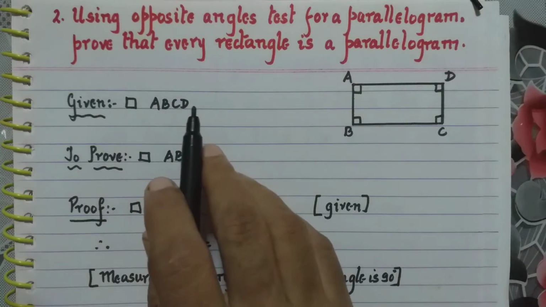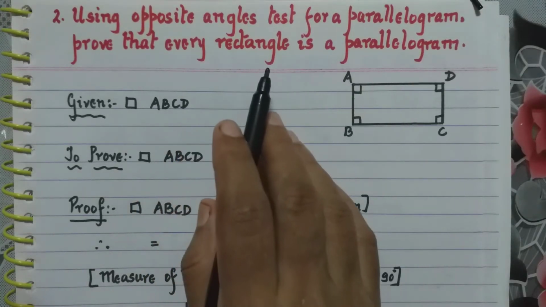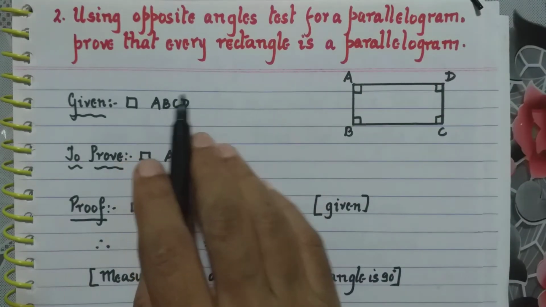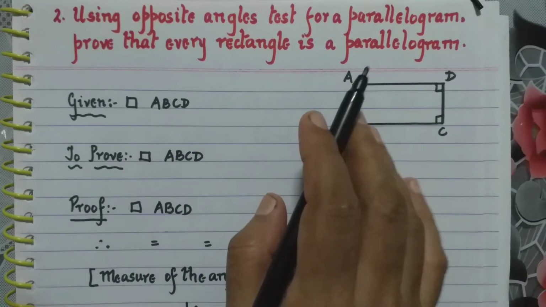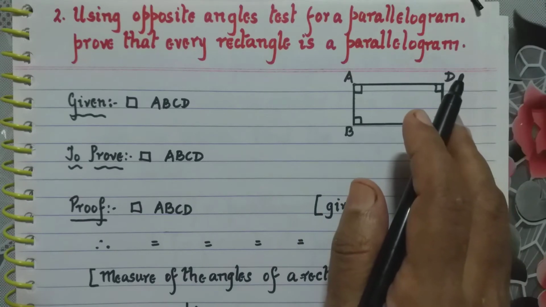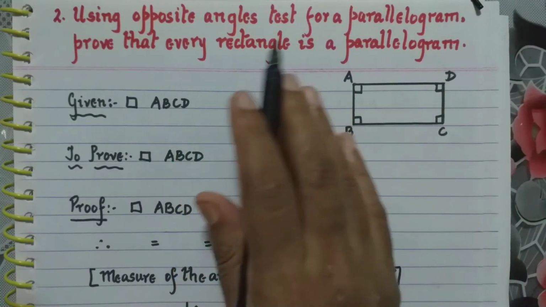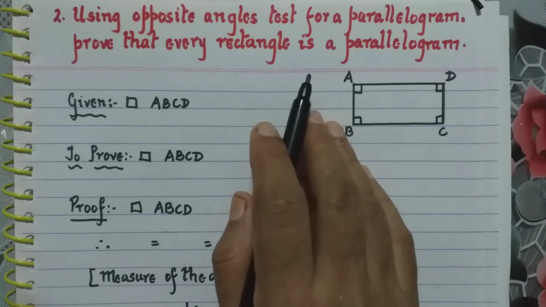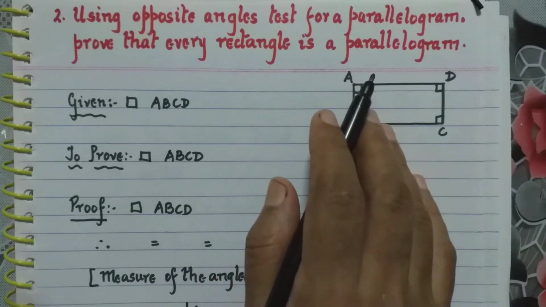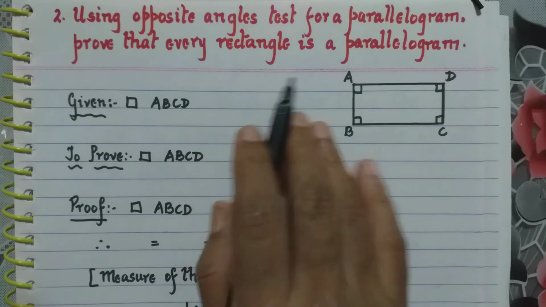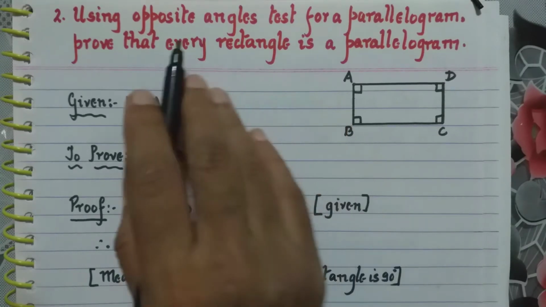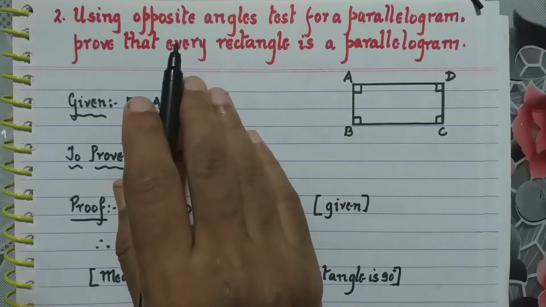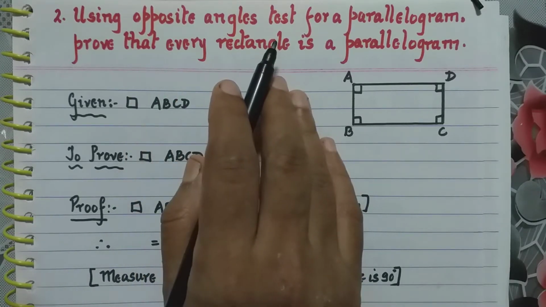Okay, the second question states that using opposite angles test for a parallelogram, prove that every rectangle is a parallelogram. Now they have given us a rectangle and we have to prove that that rectangle is a type of a parallelogram, and they've also said how, that is by using this opposite angles test. Now, how do we use this opposite angles test?